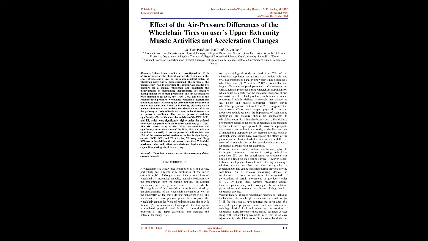8. Wei et al. 2003 reported that seat height affects the temporal parameters of movement and wrist kinematic properties during wheelchair propulsion. 9, which could be a factor for the increased incidence of arm and wrist musculoskeletal problems, such as carpal tunnel syndrome. Similarly, deflated wheelchair tires change the seat height and muscle recruitment pattern during wheelchair propulsion.